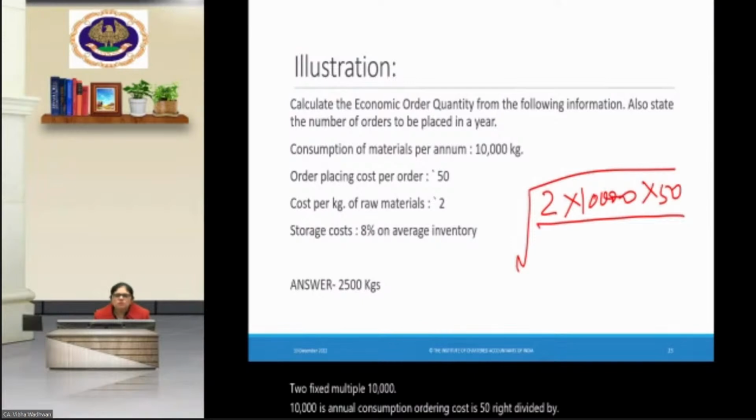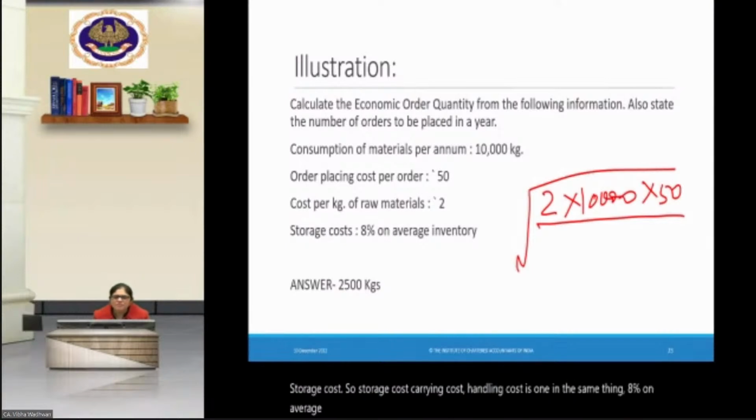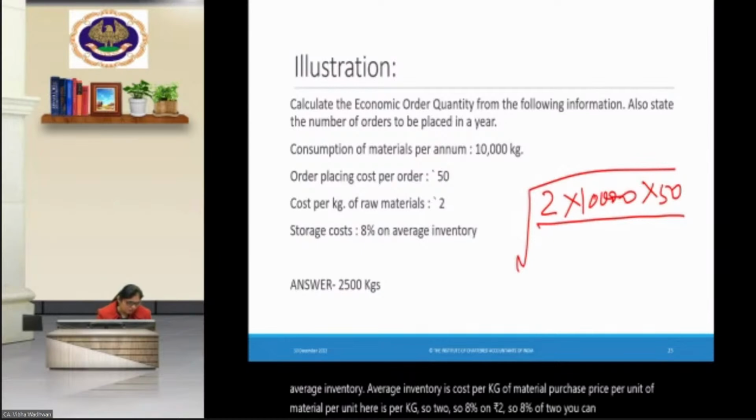storage cost. Storage cost, carrying cost, handling cost is one and the same thing. 8% on average inventory. Average inventory is cost per kg of material, the purchase price per unit of material. Per unit here is per kg. So 8% on 2 rupees. So 8% of 2 you can calculate, 2 into 8%.